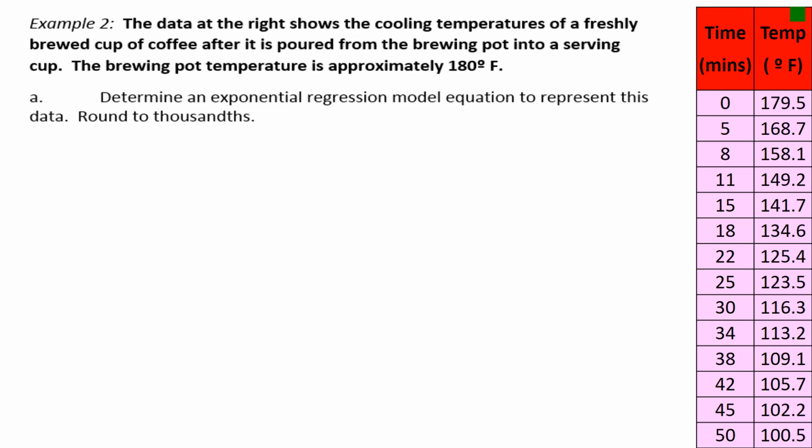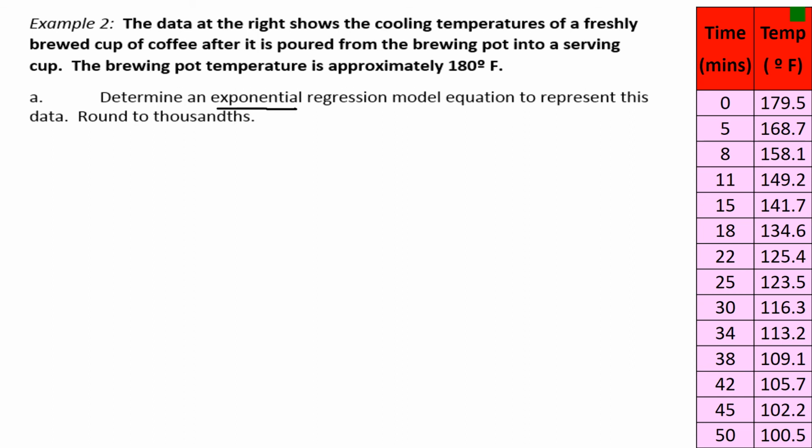All right, here's our second example. The data at the right shows the cooling temperatures of a freshly brewed cup of coffee after it is poured from the brewing pot into a serving cup. The brewing pot temperature is approximately 180 degrees Fahrenheit. We are going to determine an exponential regression model equation to represent the data and round to the nearest thousandths. Go ahead and put your time in L1 and your temperature in L2, and then come back.